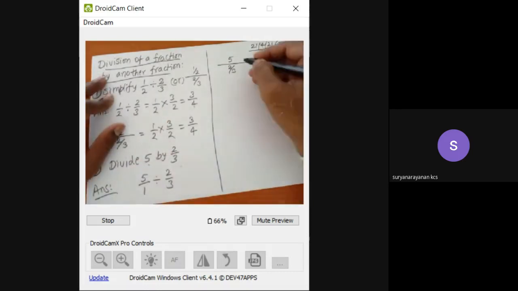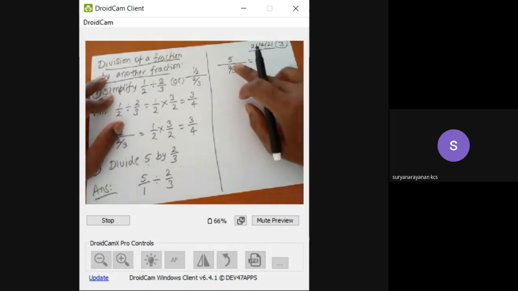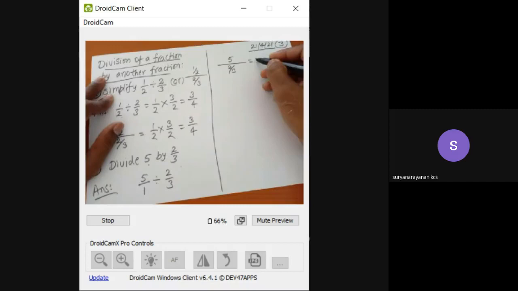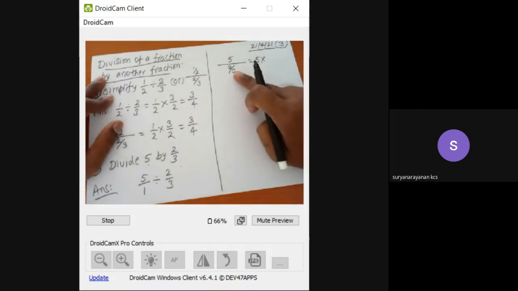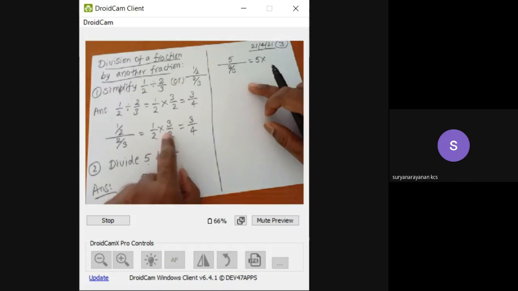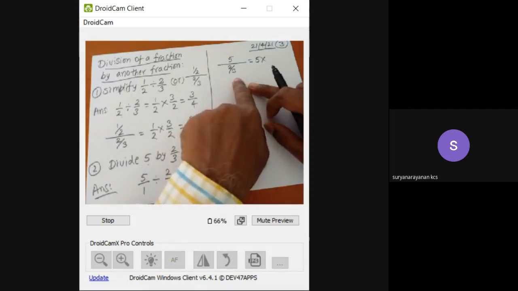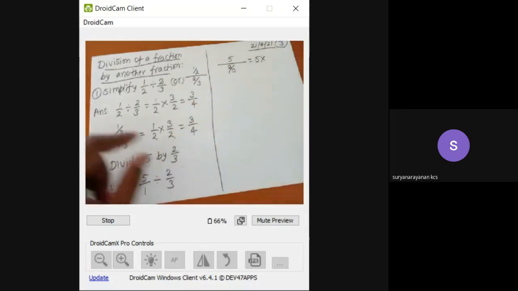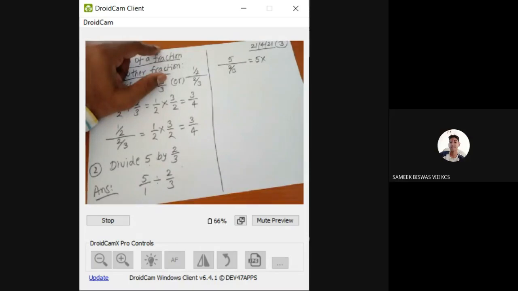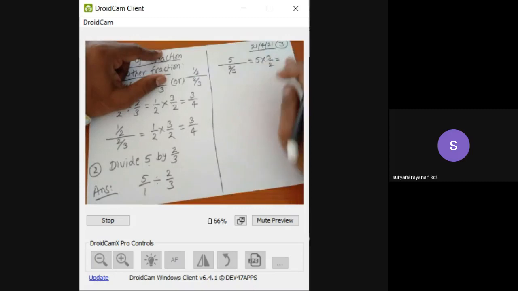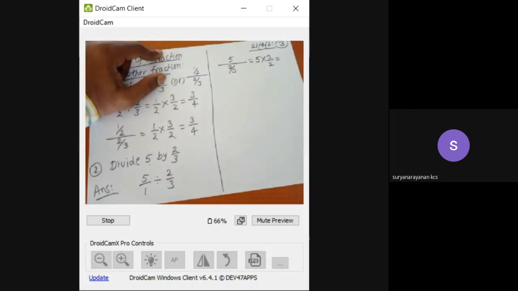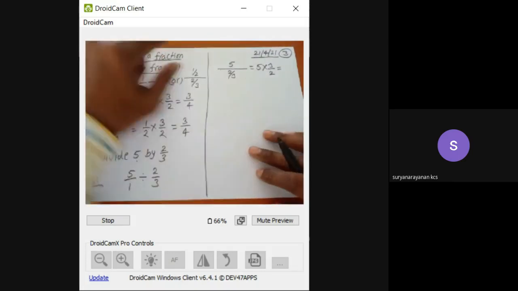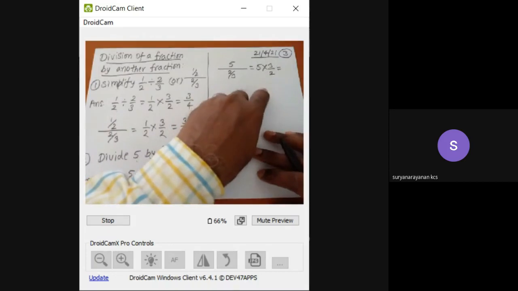Here we write the first numerator. What is the numerator here? 5. So we write 5 into, as I said, the reciprocal of the denominator. What is the reciprocal of 2 by 3? 3 by 2. Then how to multiply these two numbers? Janesh, can you tell me how do you multiply 5 into 3 by 2?